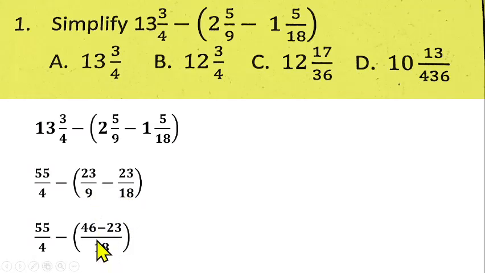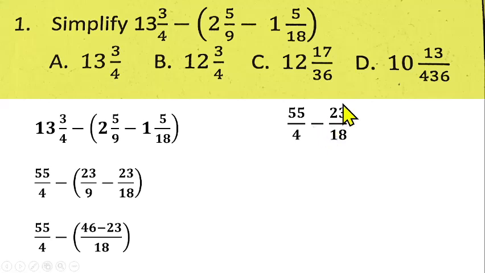9 in 18 is 2, times 23, that gives us 46. Then 18 in 18 is 1 times 23. So that will give us 46 minus 23. And that should give us 55 over 4 minus (46 minus 23 gives us 23 over 18).